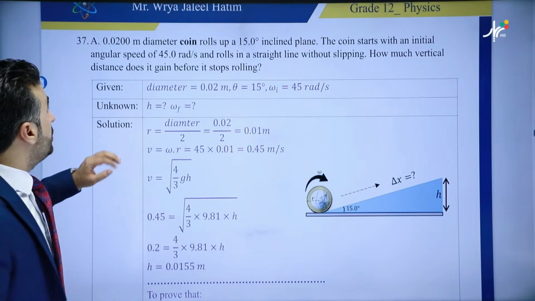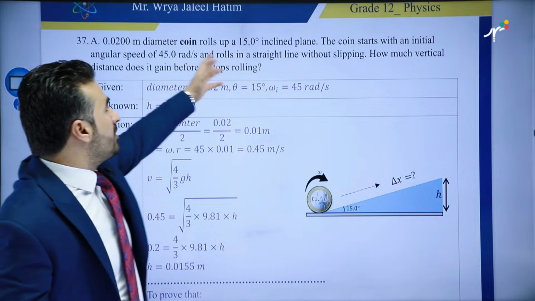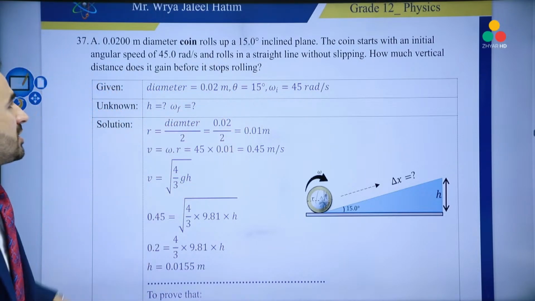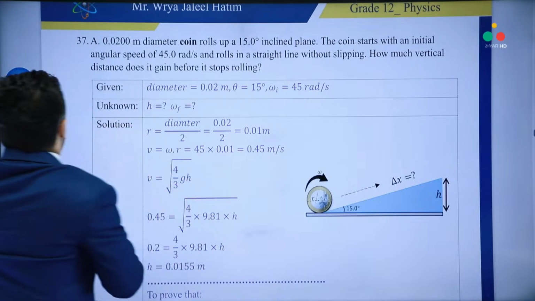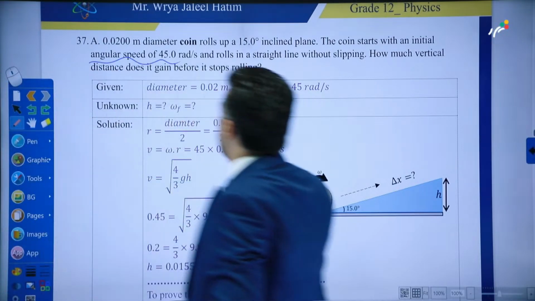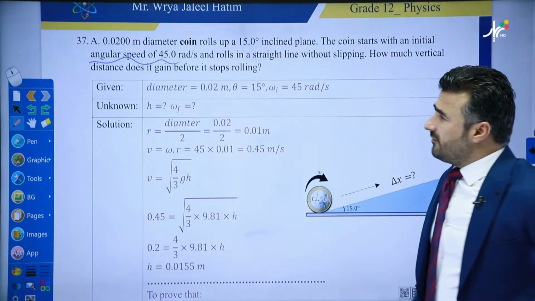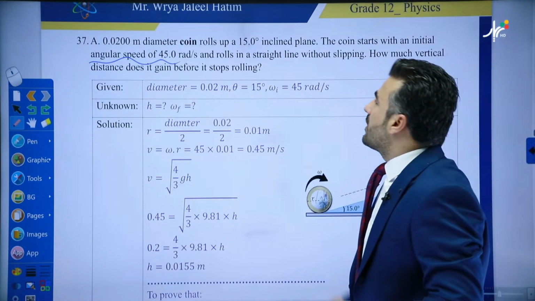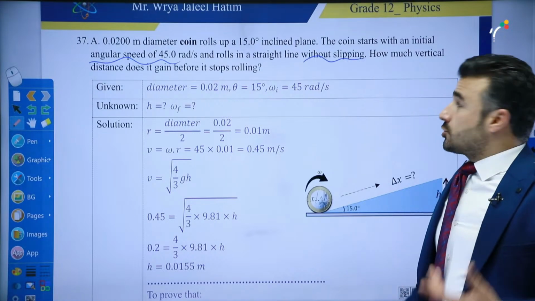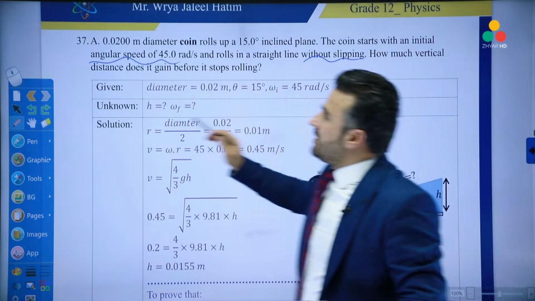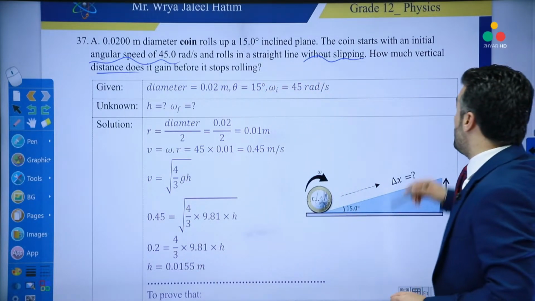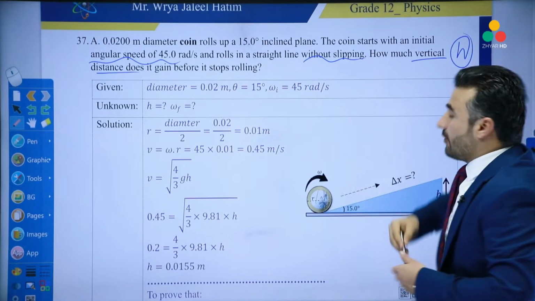A 0.02 meter diameter coin rolls up a 15-degree inclined plane. The coin starts with an initial angular speed, which is 45.2 radian per second. It rolls in a straight line without slipping, so that means it is rolling. How much vertical distance does it gain before it stops rolling? So we want the vertical height, okay?